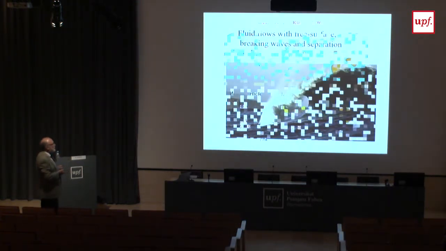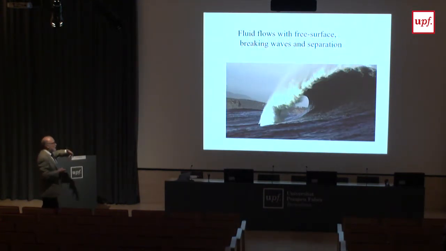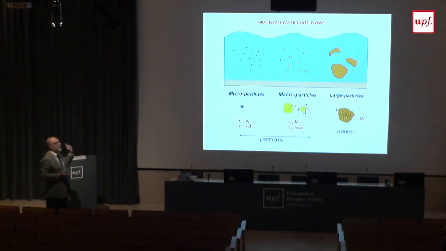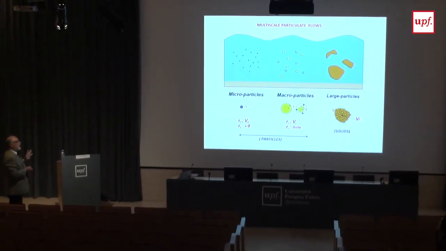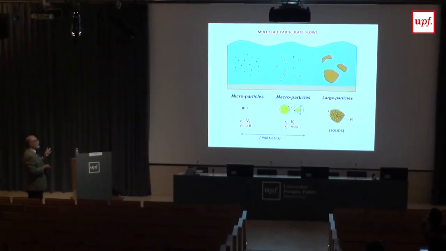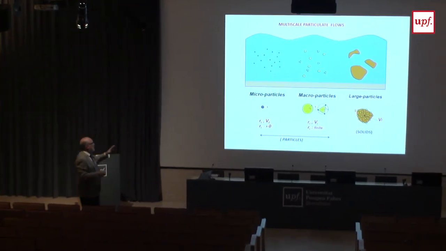Let's go into more complex problems, like tsunami flows, or flows that have waves or move in a kind of turbulence with a free surface. And then put particles there. And what is a particle? A particle is a colloid. A particle is a cow or a car. So we are going to talk about very small particles, small and large. You could say micro, macro and large.